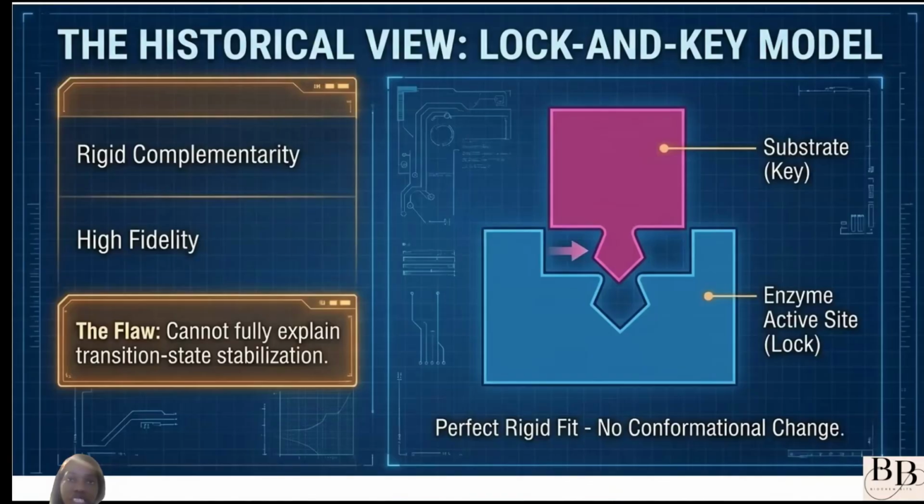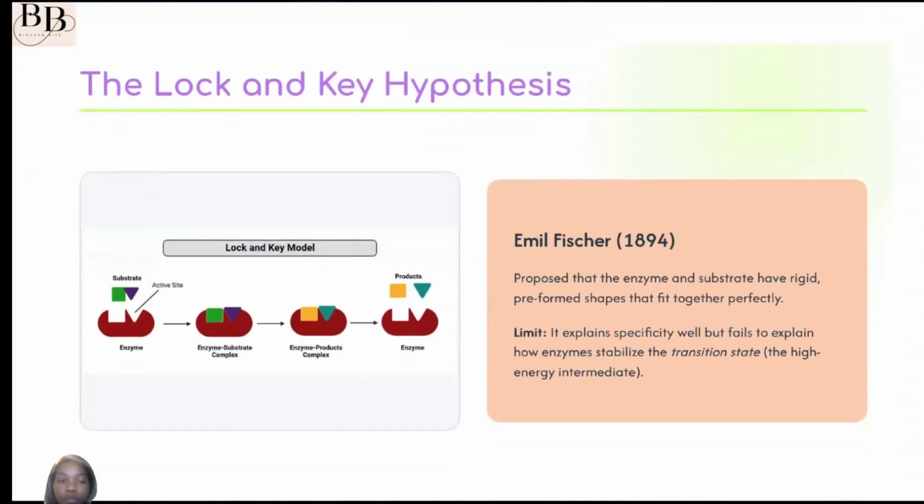There were some hypotheses that tried to explain enzyme specificity and how the reaction progresses. One of them is the lock and key model, which defines the rigid complementarity of enzymes, saying that the substrate is able to fit into the active site of the enzyme like a lock and key. This explains that there is usually no conformational change; it just has to be a perfect fit into that rigid structure. Then it progresses from the enzyme-substrate complex into the enzyme-product complex, and then to the final product.